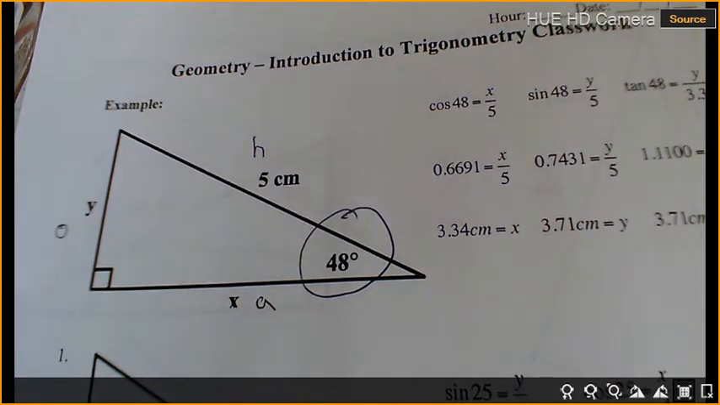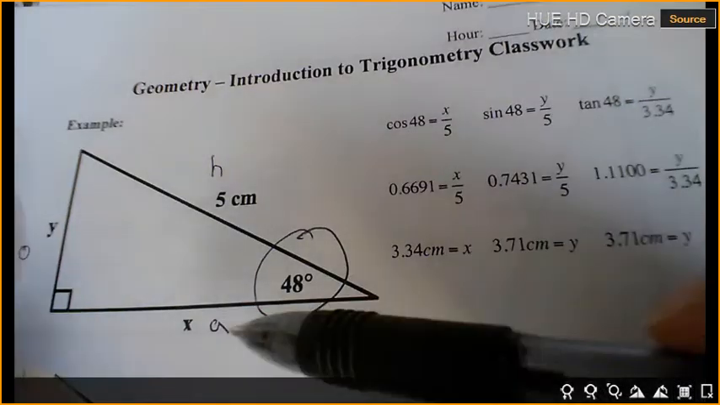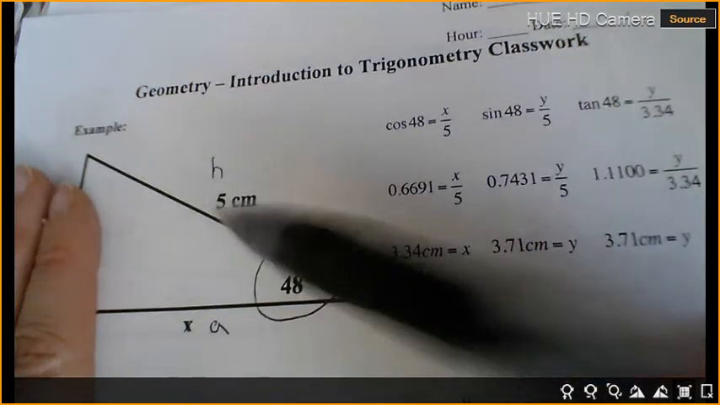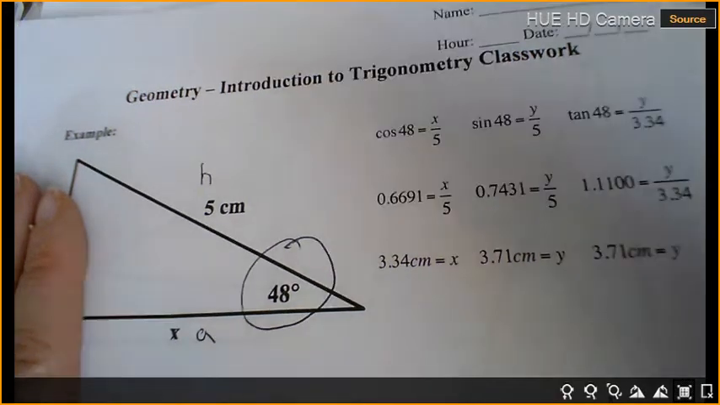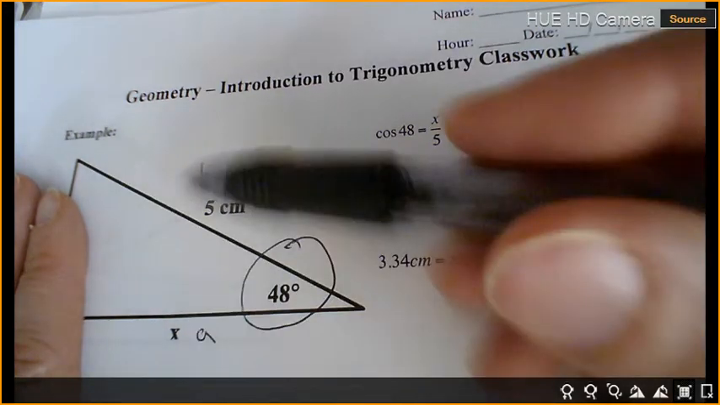So we're going to use 2 out of the 3 of them to solve each one. For finding X, we're going to use X and 5. We need a number to be able to do it, so we have to have one side of the triangle at least. So if we're using adjacent and hypotenuse, we're going to use cosine.